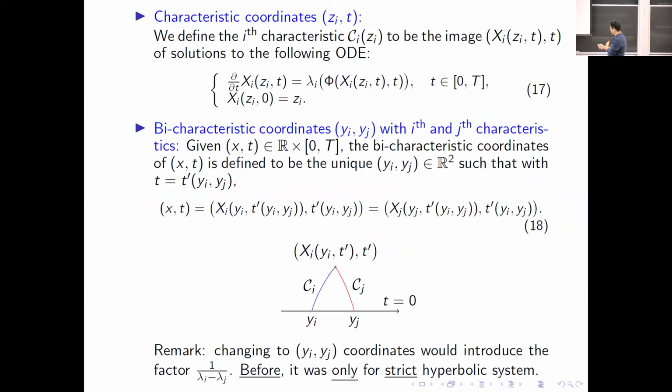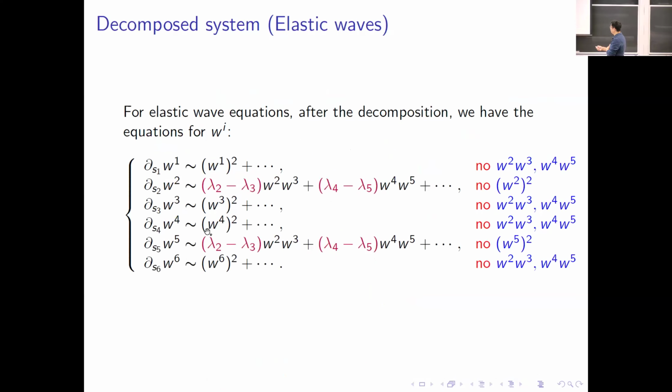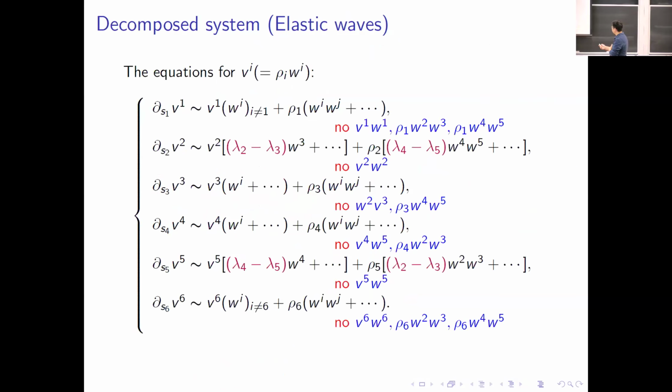But for that term, it will involve 1 over lambda 2 minus lambda 3. Luckily, that dangerous term will be cancelled by the coefficient, right? There may be several other places like this, but all of them can be handled in such a way. This is why we can generalize John and Christodoulou's method to the non-strictly hyperbolic system. This is for the elastic wave system.